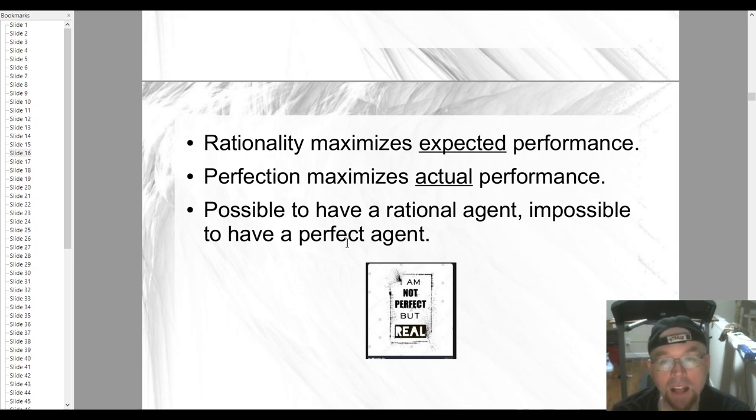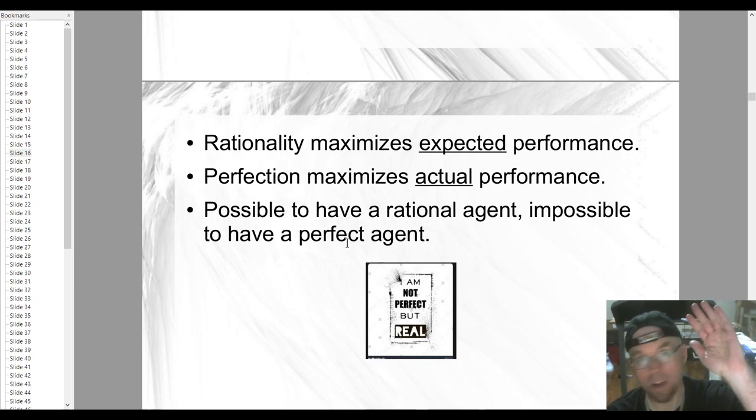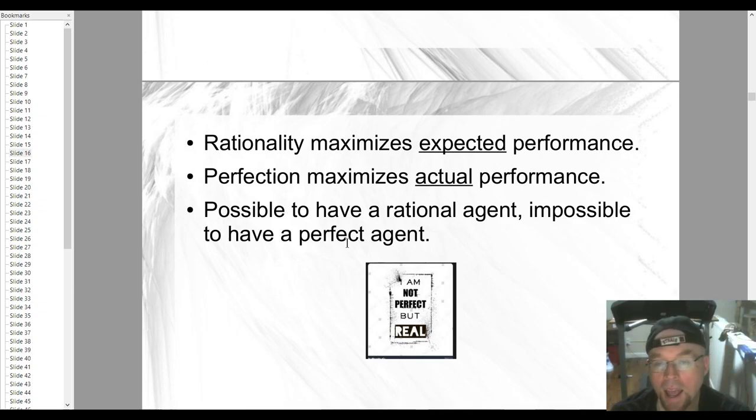So rationality, we're trying to define rationality here. An agent that is rational is going to maximize its expected performance. Okay, the good that it expects to accomplish by any particular action, by any particular choice. Expected, but you don't know for sure that you're going to get the best result, right? Because you can't know. Now, perfection is not rationality, okay? Perfection is maximizing your actual performance. You know, you made a choice and it always worked out perfectly every single time. How many of us can claim that? Not me, right?